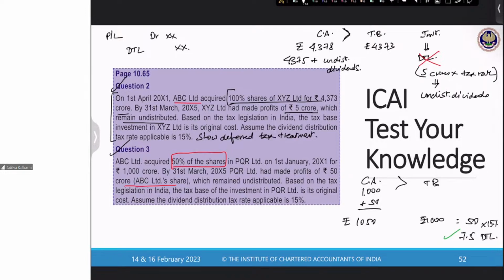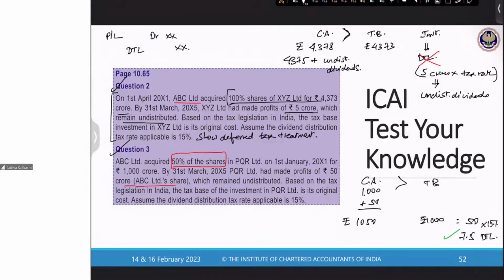Yes, it is in a position because ABC is everything of XYZ. Yes, माँ बाप दादा दादी नाना नानी सब कुछ ABC Limited है. So everything ABC Limited will decide. So if ABC Limited decides that 5 crore will never be distributed, then this difference will never converge at any point of time in the future. And if this difference will never converge at any point of time, then it is not a temporary difference. There is no need to recognize a DTL.